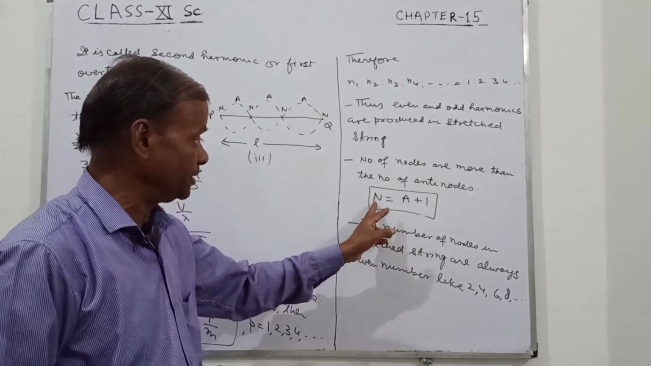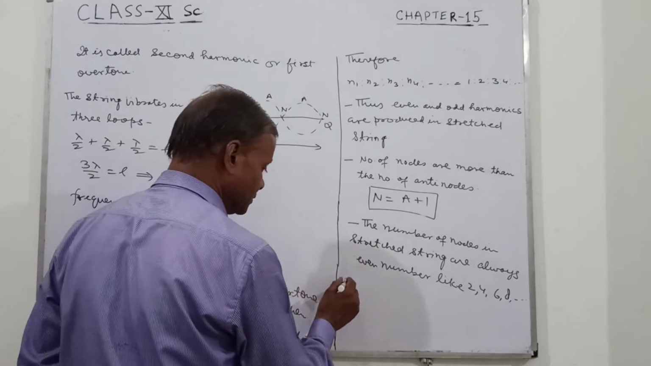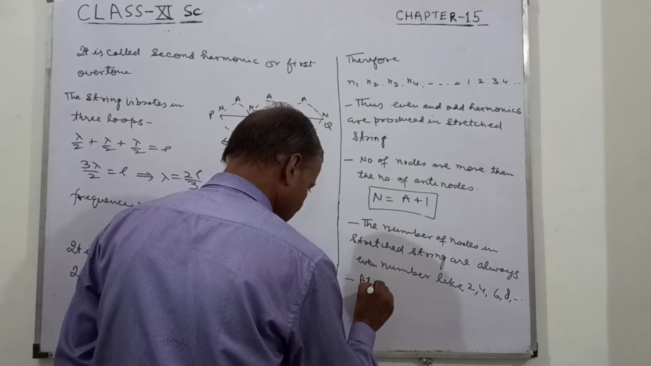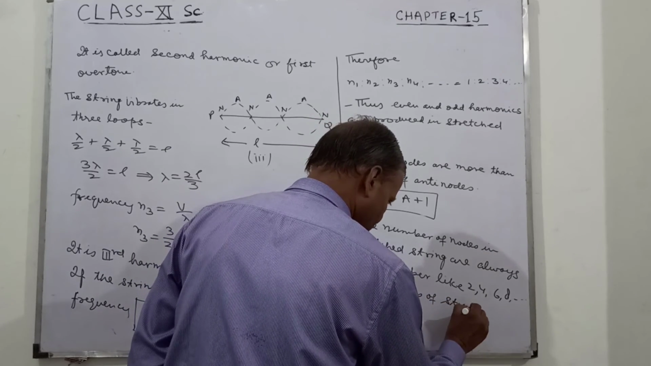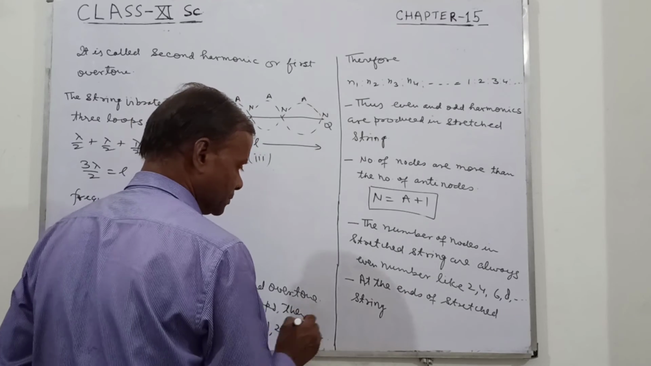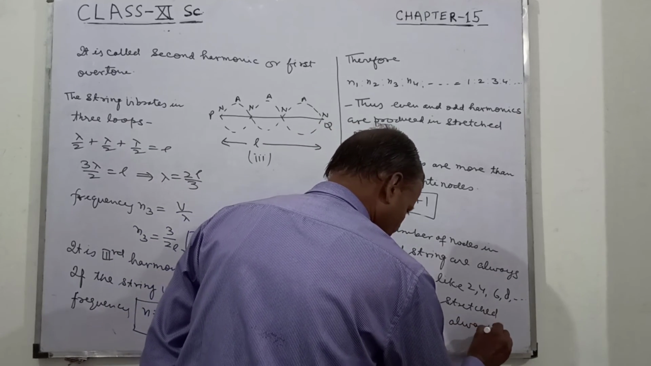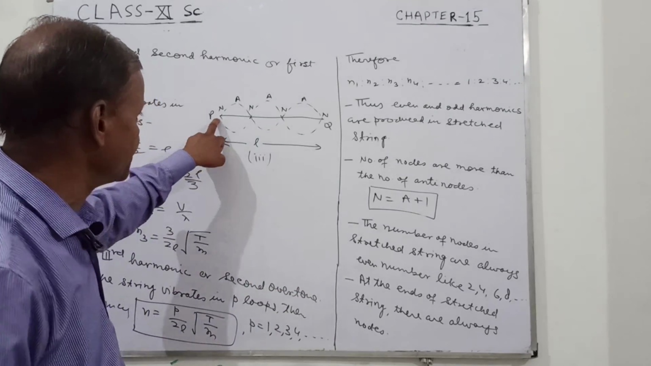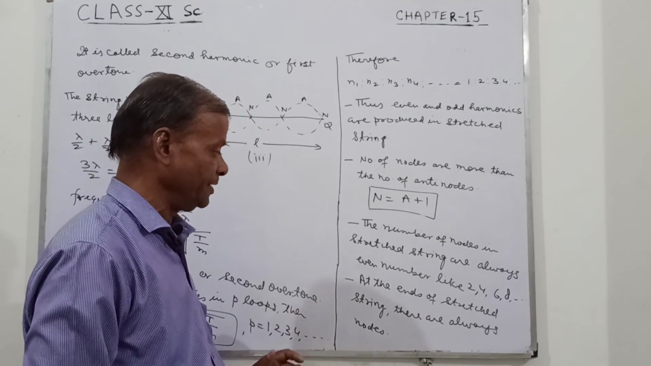Similarly, suppose there is only one antinode, then there are 2 nodes, and a node is always formed at the ends of a stretched string. You can see that at the ends P and Q we have nodes, and there are others also, but at the ends there will always be nodes.